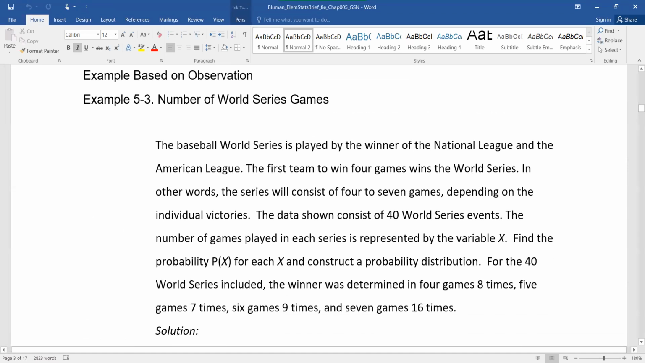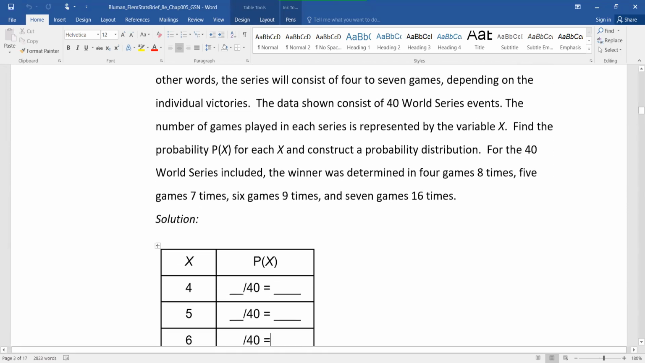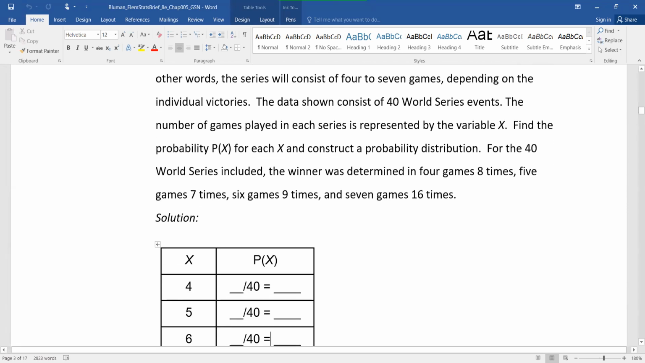So let's do an observational probability here. Number of World Series games. This is something that's already happened. This one says the Baseball World Series is played by the winner of the National League and the American League. The first team to win 4 games wins the World Series. In other words, the series will consist of 4 to 7 games, depending on the individual's victories. Basically, you win best out of 7. The data shown consists of 40 World Series events, and the number of games played in each series is represented by the variable x. So find the probability for each x and construct a probability distribution.